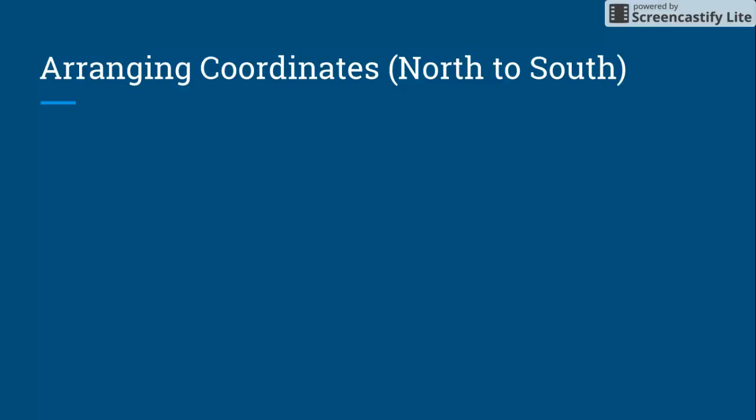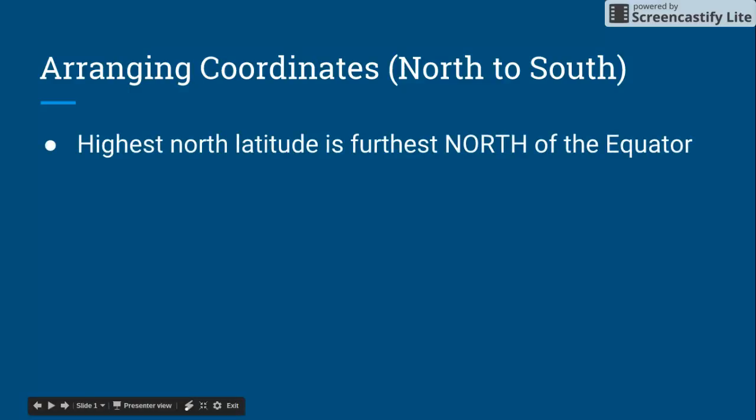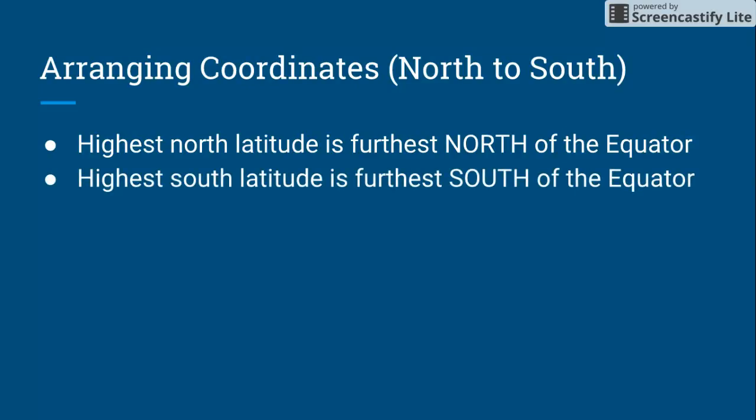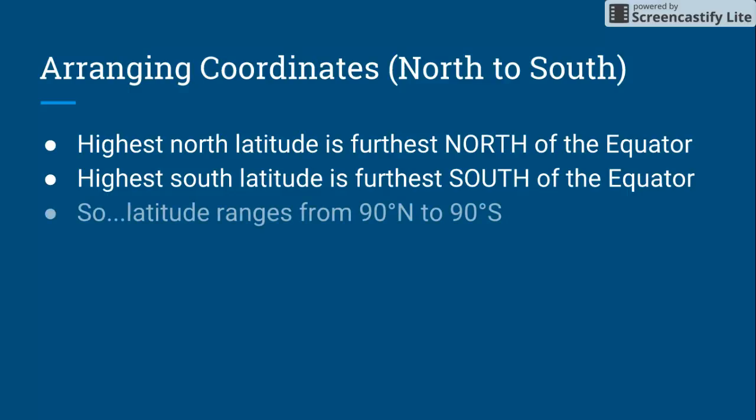First of all, let's look at how we would arrange a set of coordinates from north to south. First of all, the highest north latitude is the one that is the furthest north of the equator. That would be at the North Pole, 90 degrees north latitude. The highest south latitude number is the one that is furthest south of the equator, which is 90 degrees south, at the South Pole. So we know the latitude ranges from 90 degrees all the way at the top in the north, all the way down to 90 degrees south at the very bottom.